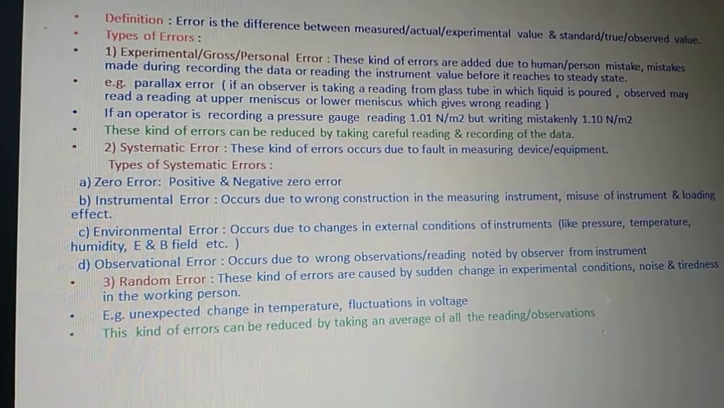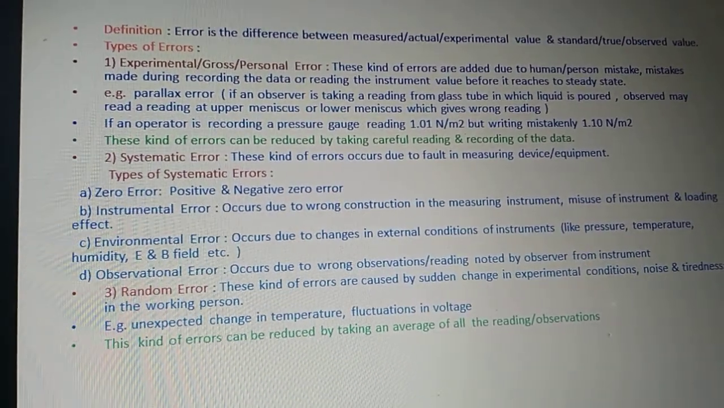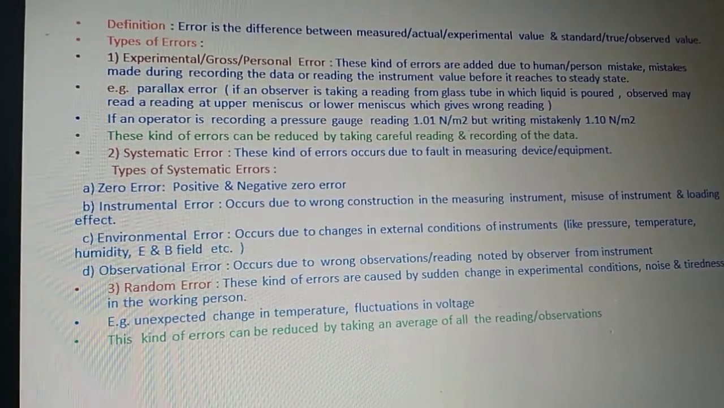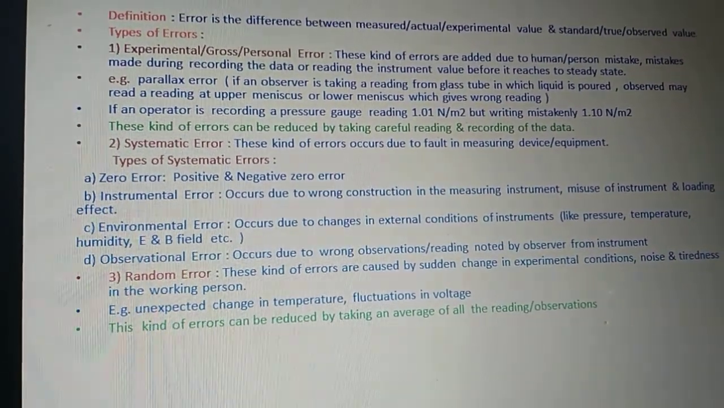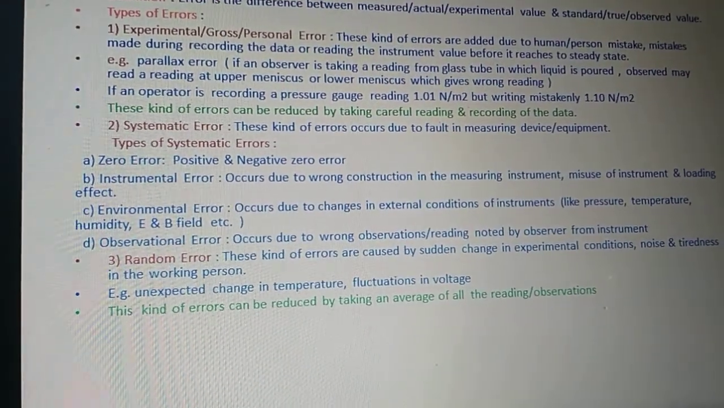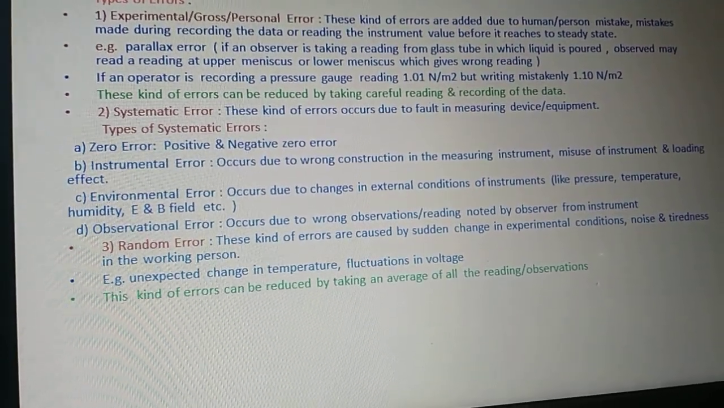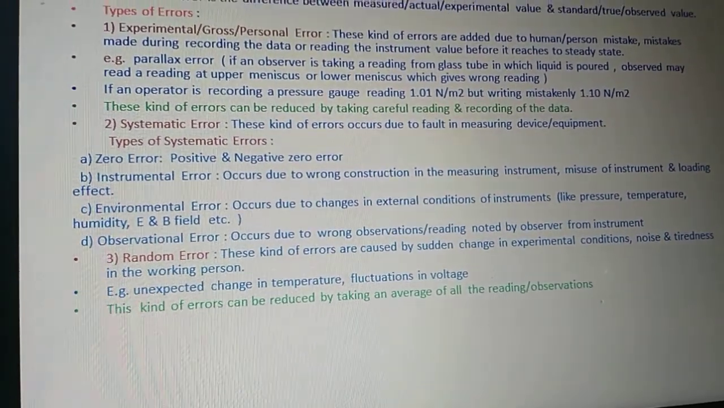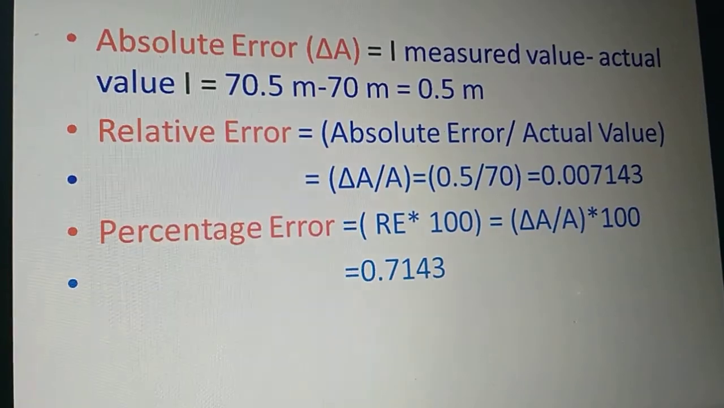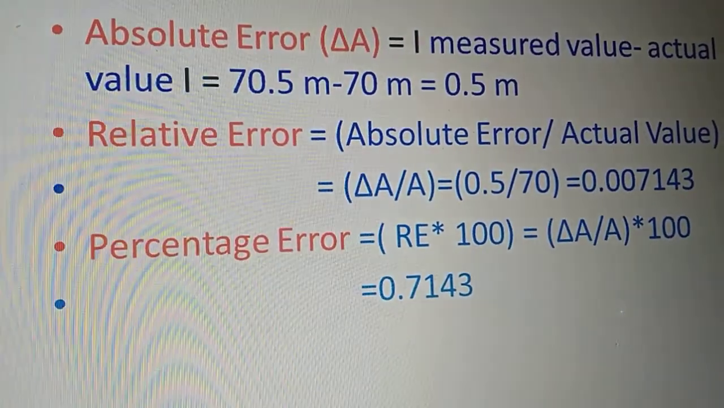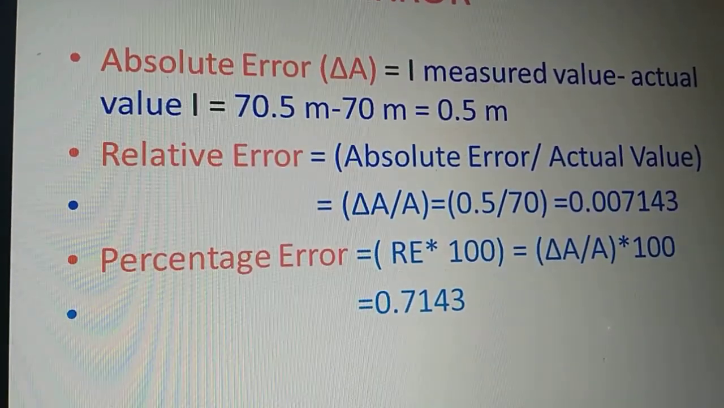So I think you have understood the three different kinds of errors. Let me revise the three different kinds of errors. First is experimental error, which is also called a gross error and personal error. Second is a systematic error, and there are four different types of systematic error: zero error, instrumental error, environmental error, and observational error. And the third type of error is a random error. Fine. There are three more types of errors called absolute error, relative error, and percentage error. These three types are very simple.